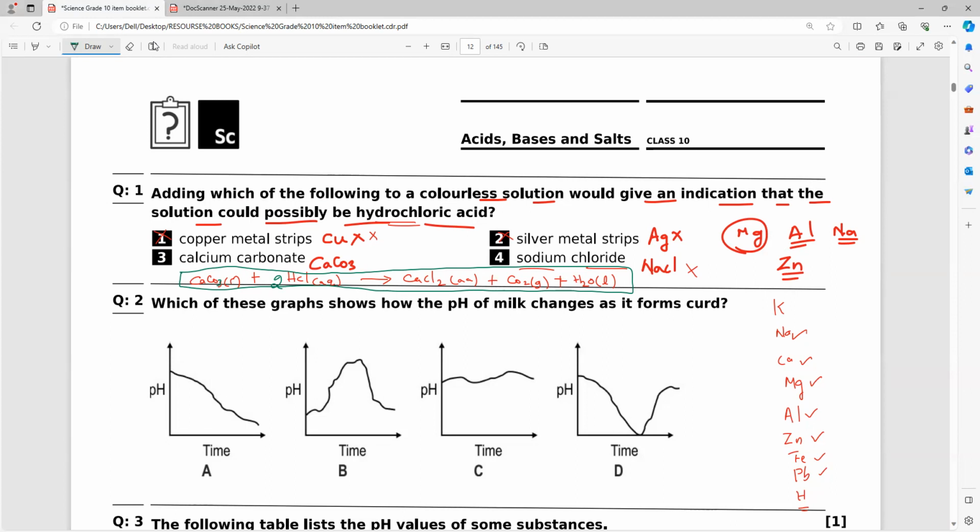Yes? Please verify it. It will be written in our classworks also.